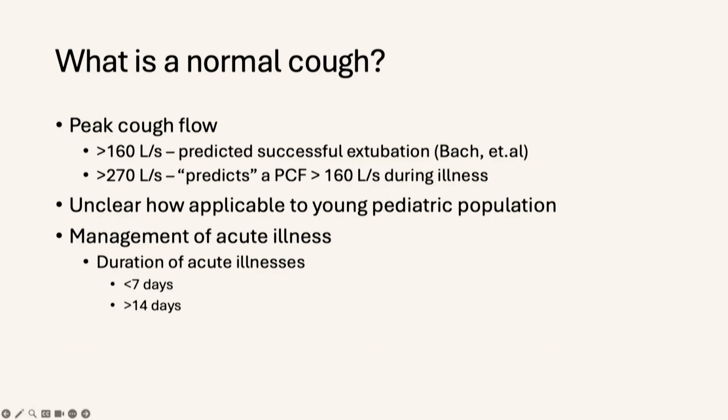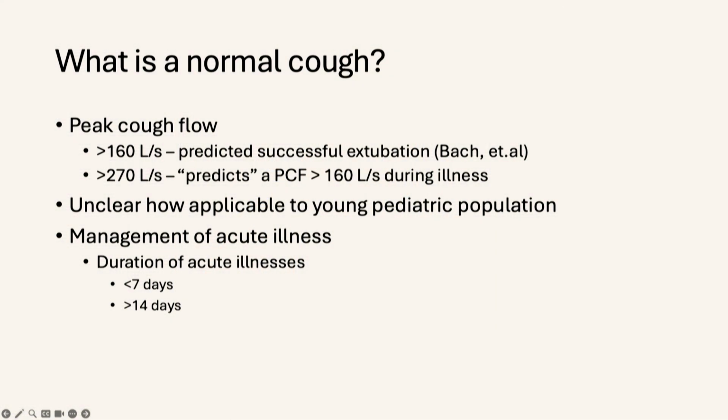So what's a normal cough? There are somewhat objective measures. There's peak cough flow, which was mentioned earlier, which is, as the name would imply, the flow that you generate when you take a big deep breath and cough. 160 liters per second was suggested by John Bach as an important threshold, and that was based on the success of extubating an adult neuromuscular patient who was intubated for an acute illness. There's another value, 270 liters per second, which is a value that, if you're below it when you're well, foreshadows a value below 160 when you're ill. So that's the screening that we use typically for patients who are getting peak cough flow values.